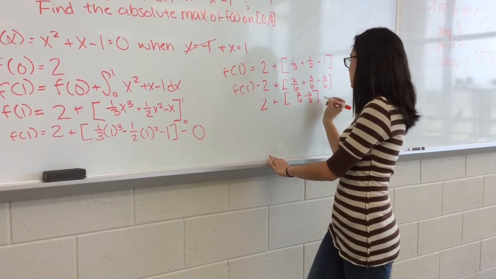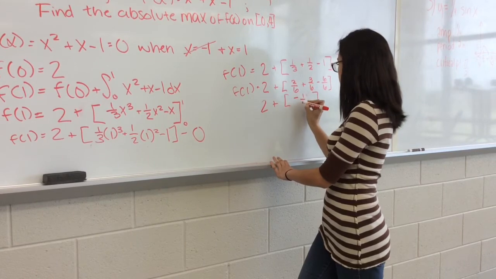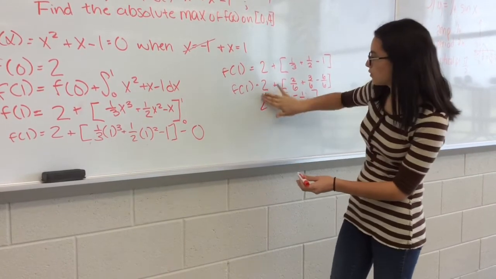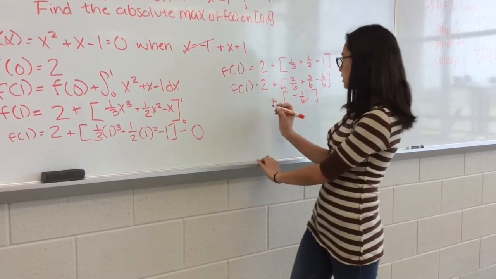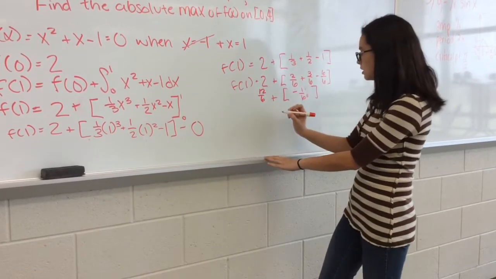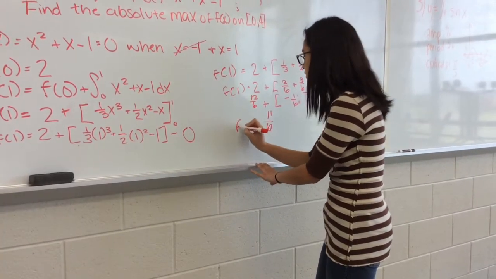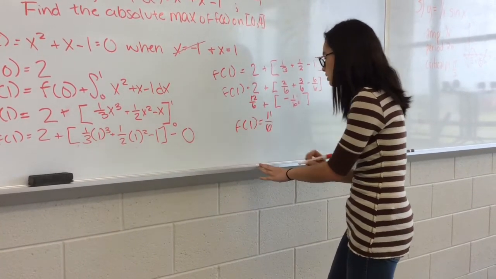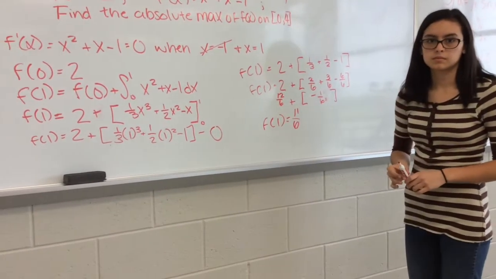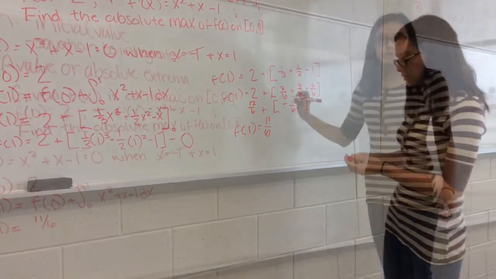So this is going to be negative 1/6. And so this 2 we're going to convert to sixths, and we're going to get 12/6. And this comes out to be 11/6. So the f of 1 is equal to 11/6. And you're given a calculator for most of these problems, so you wouldn't have to worry about denominators. Yeah, tell me when you're ready.